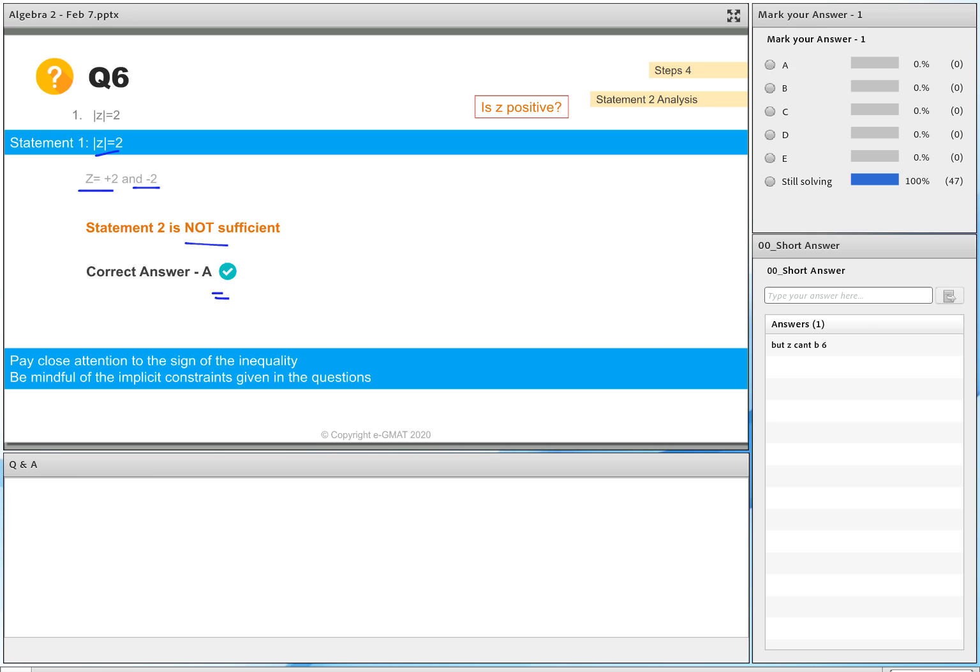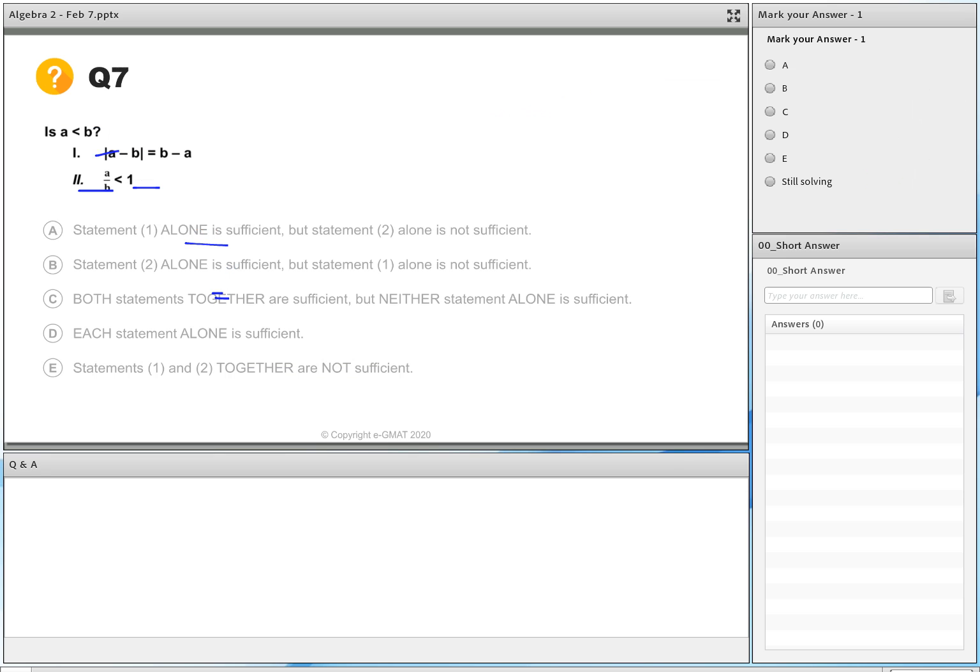Okay, I have this point from Satya. But Z can't be 6. Yes, Z cannot be 6. It can be 5. But since I do not have that in my range, I cannot reach the answer. Right? Okay, I have 52 people over here. Let me stop broadcasting the results. Let's move ahead to question number 7 here on your screen.